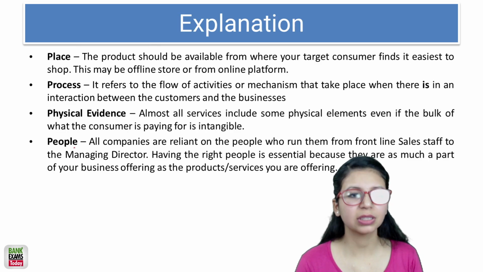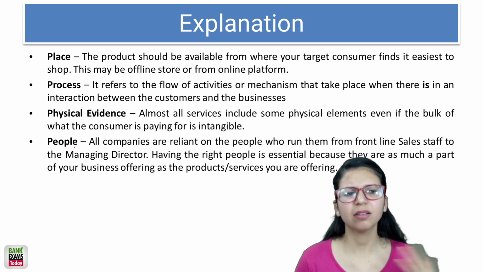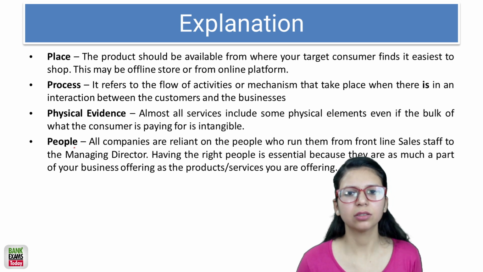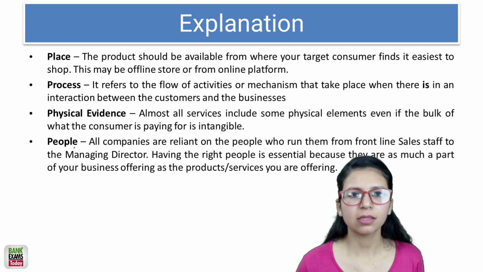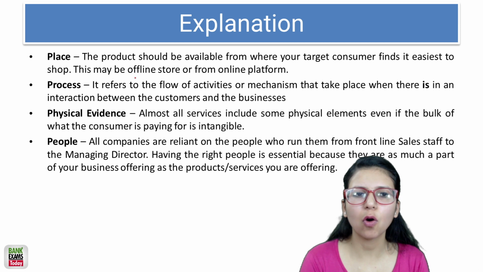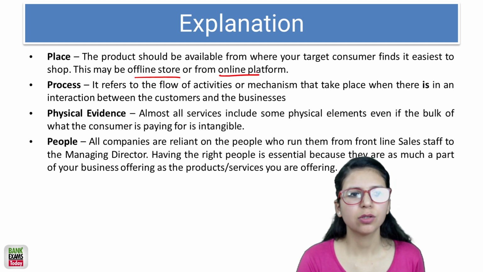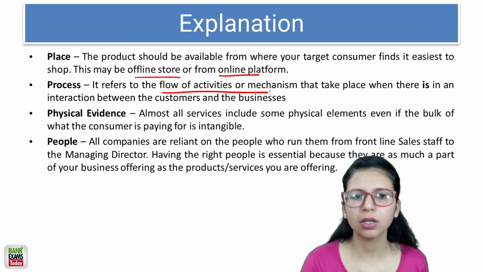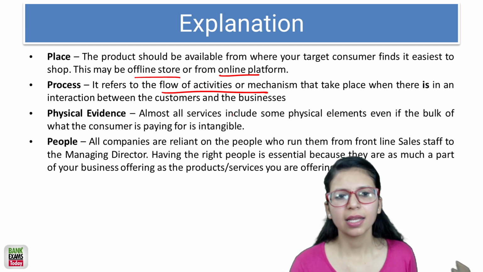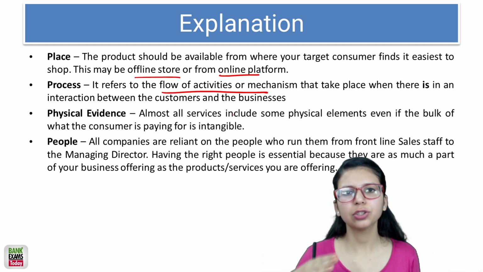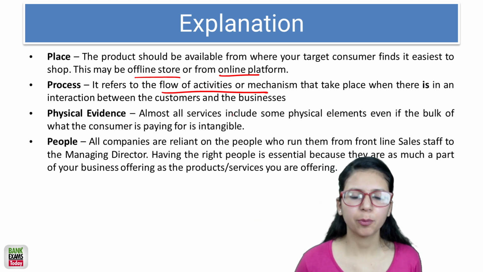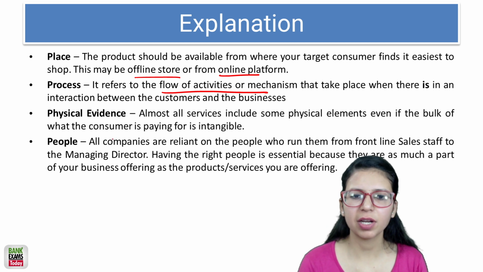Also, if you want to see it in detail, it is very easy. The 7 P's of marketing mix. So place, whatever where your target consumer finds it easiest or most convenient to buy a product. It can be offline also, online also. So that is what place is. Process, whatever the flow of activities that is there from the production to the final purchase, is the process. Flow of activities is what? Process. And then physical evidence.